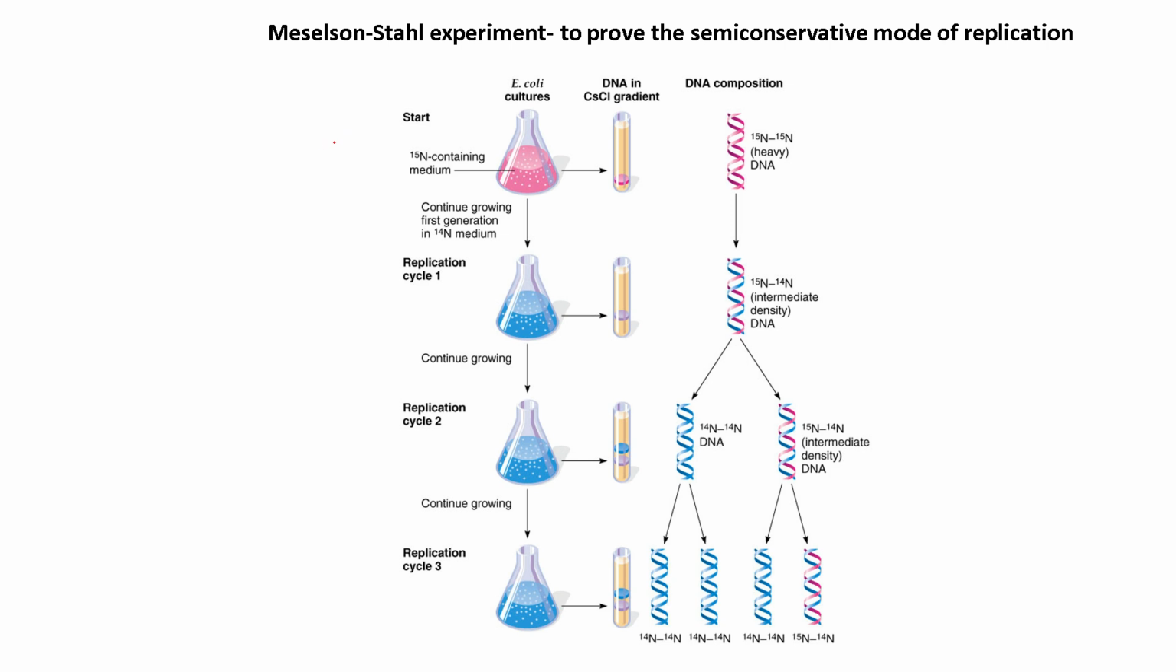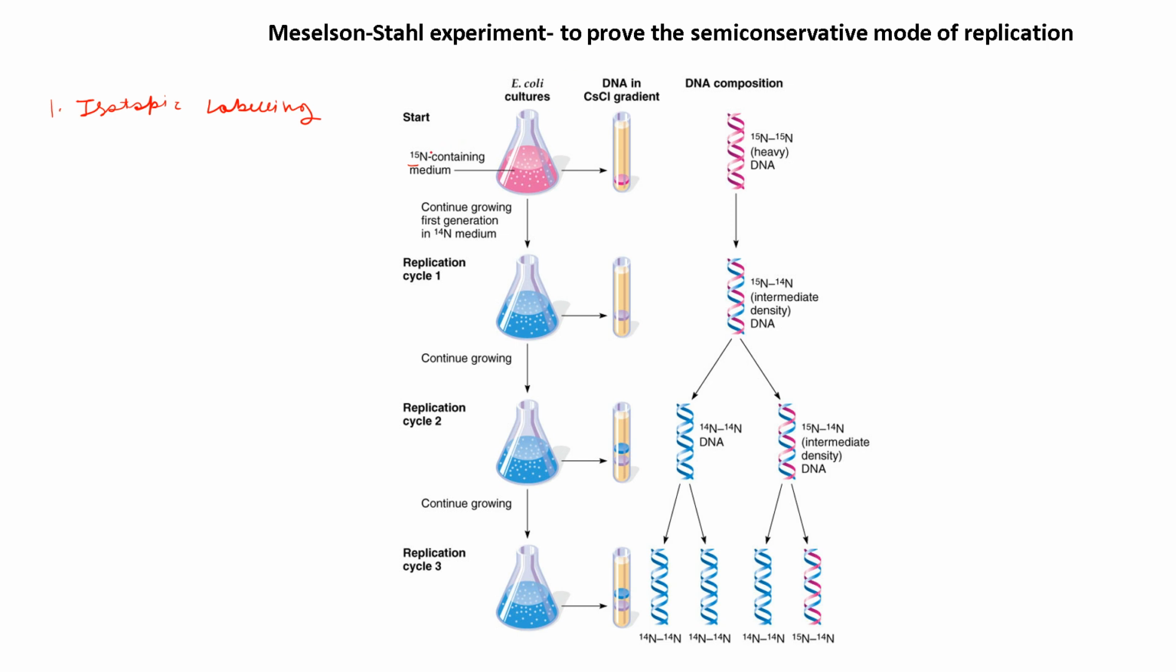Okay, so the first step is isotopic labeling. The researchers grew E. coli bacteria in a medium containing the heavy isotope of nitrogen, N15, for several generations. So this resulted in all the DNA in the bacterial cells incorporating this heavy isotope.